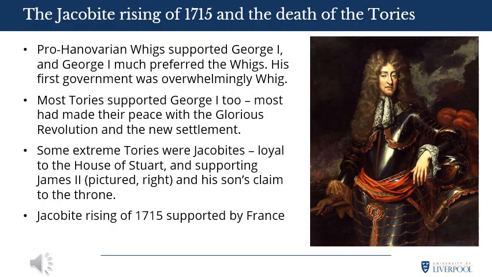So, as we covered in the previous slides, the Glorious Revolution of 1688 removed James II from the throne of England, Scotland and Ireland and replaced him with his Protestant daughter, Mary II, and her husband, William of Orange. Queen Anne succeeded them, but had no surviving children, and thus the Stuart line ended.